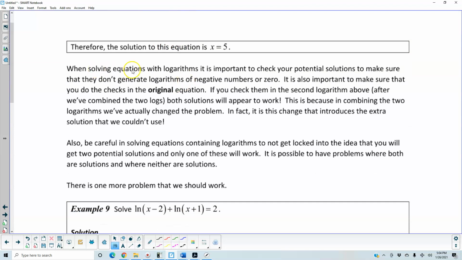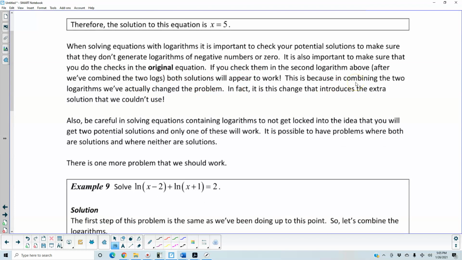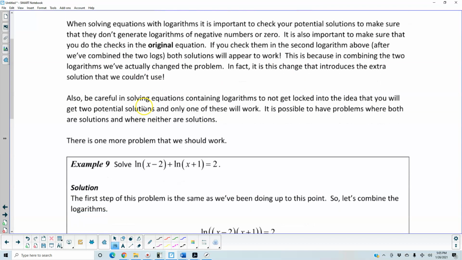Now, when solving equations with logarithms, it is important to check your potential solutions to make sure that they don't generate logarithms of negative numbers or 0. It is also important to make sure that you do the checks in the original equation. If you check them in the second logarithm above, after we've combined the two logs, both solutions will appear to work. This is because in combining the two logarithms, we've actually changed the problem. In fact, it is this change that introduces the extra solution that we couldn't use.